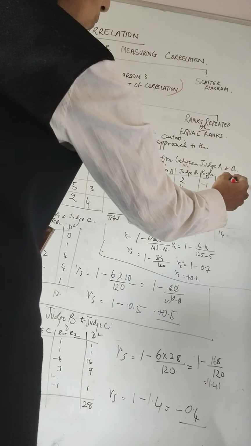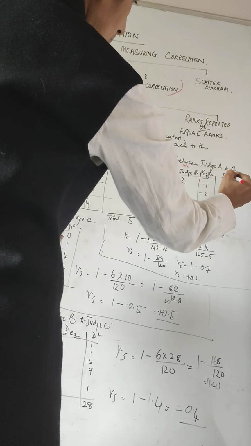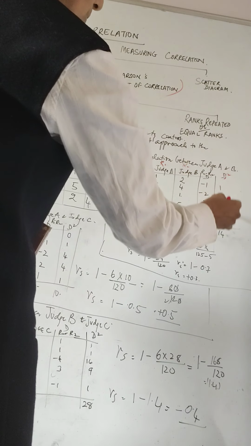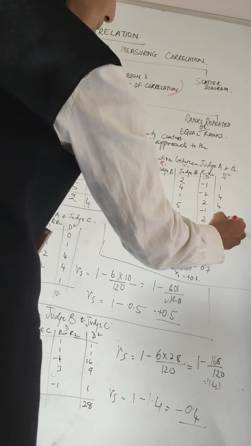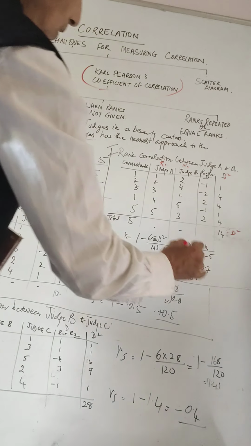And then what we do is we square them up, so we got D square. We square each one of them, and then we add them up to get sigma D square, and we got 14.